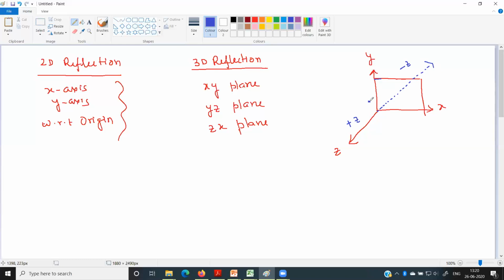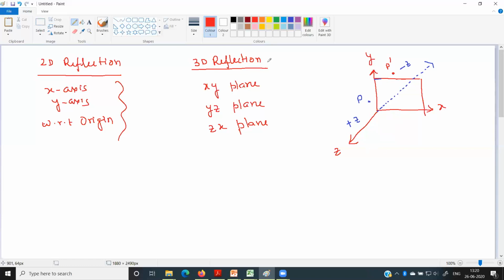So if you reflect this point P with respect to the XY plane, it will be placed somewhere over here. This is the point P dash. This P dash is the reflected point. So in the point P dash, the X and Y will remain the same, but the Z parameter will be negative. Fine.